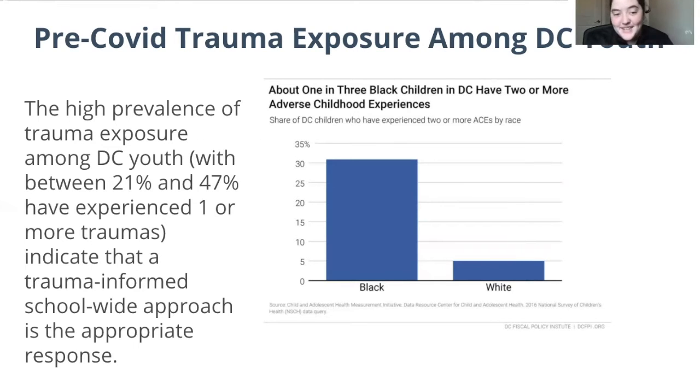Even before COVID, about half of DC youth had experienced at least one trauma, and 1/3 of Black children in the District of Columbia experienced 2 or more traumatic experiences, which is 6 times the rate among white children.